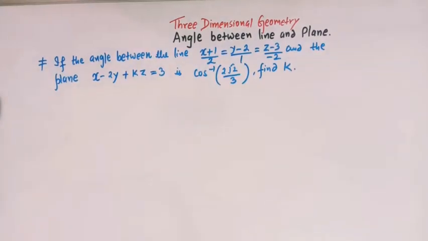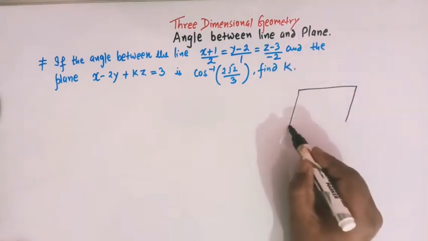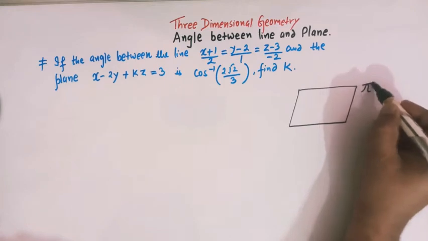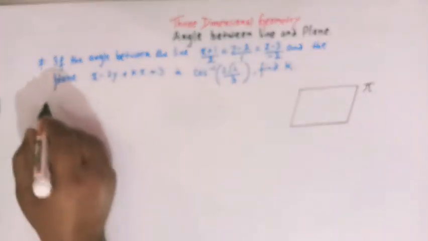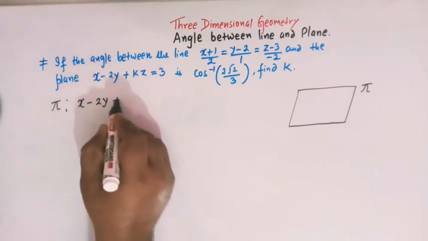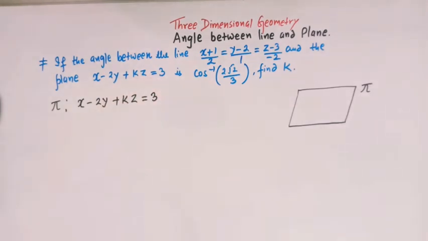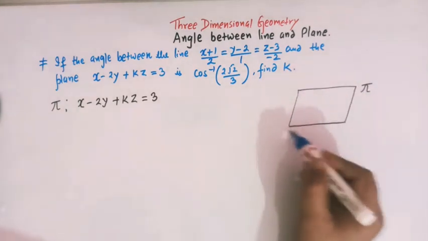Now viewers, we have already discussed the concept of angle between a line and a plane in our previous classes, but here just for the sake of new learners, we can take up the concept again, right? So let us take the rough diagram of a plane, and here we have this plane pi, so we can denote the plane by pi, and we have this plane x - 2y + kz = 3, right?